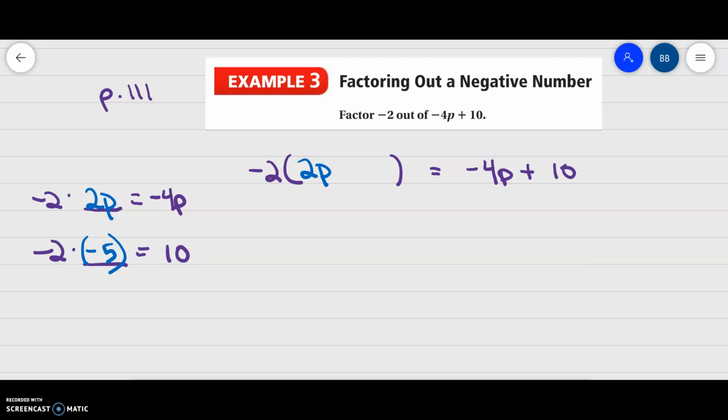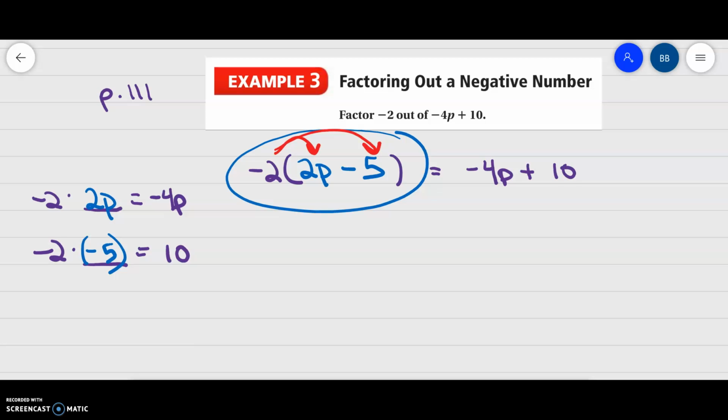So then I would add negative 5 as my next term. Since this is negative 5, I can just write it as minus 5. So that would be our answer. And I always encourage you to double check to make sure that you did it correctly. So we can use the distribution property to make sure we factored correctly. So negative 2 times 2p is our negative 4p. And then negative 2 times negative 5 is positive 10. So that checks out. We did it correctly.